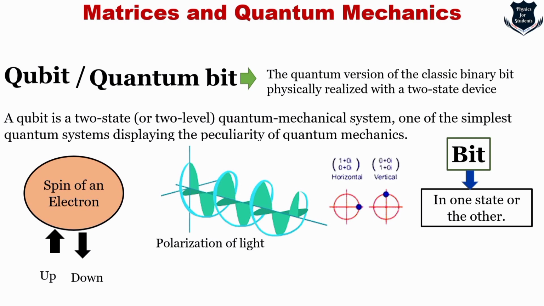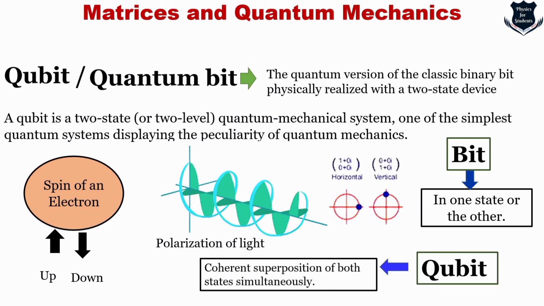However, quantum mechanics allows the qubit to be a coherent superposition of both states simultaneously, a property which is fundamental to quantum mechanics and quantum computing. That means for a bit, classically it is either-or, but for a qubit it has to be this and this. Remember that the term qubit was coined by Benjamin Schumacher, an American theoretical physicist.